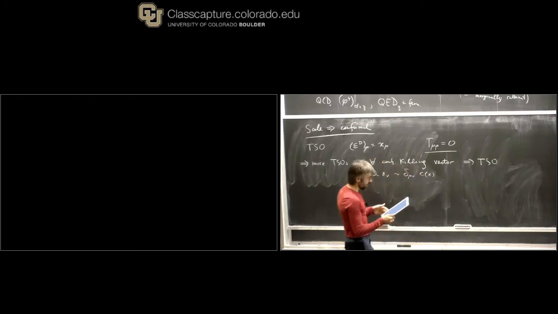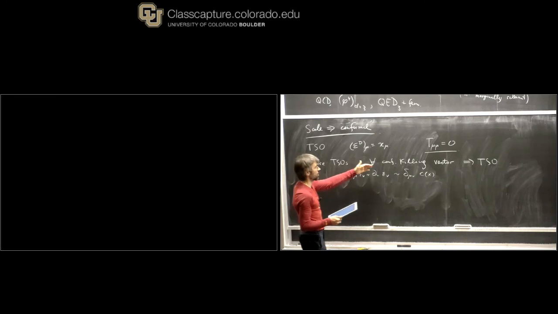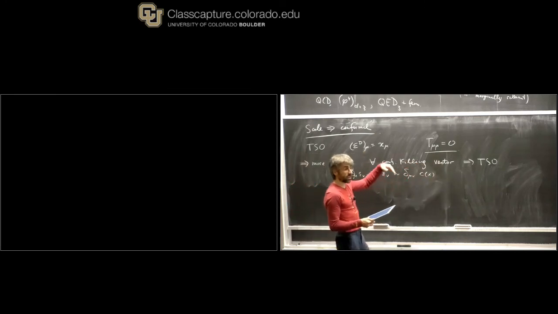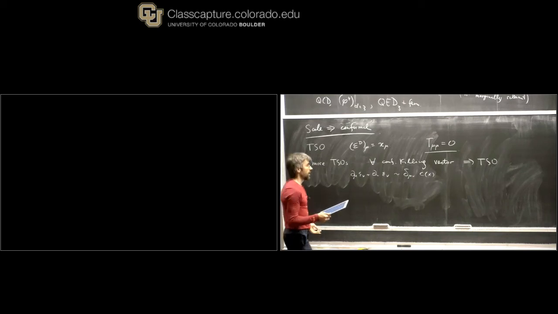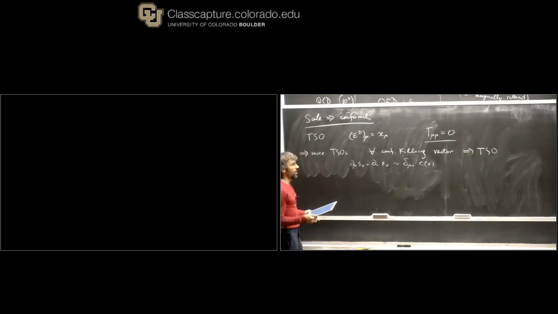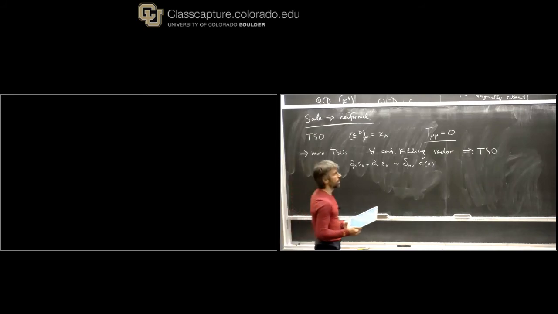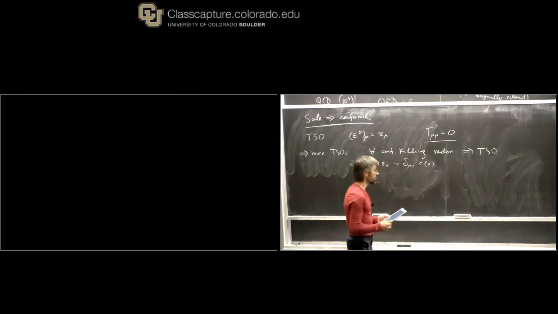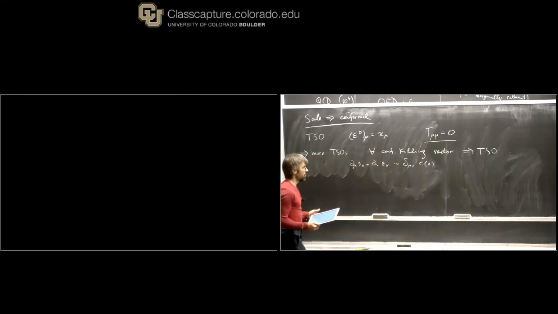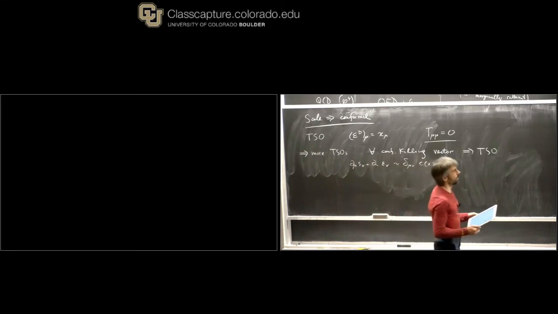So this is basically the first step. Since I now have these extra TSOs corresponding to conformal Killing vectors, this already means that I have conformal invariance. What is missing? There is something else to be shown. Namely, I would like to work out for you the conformal algebra. So what does this mean?